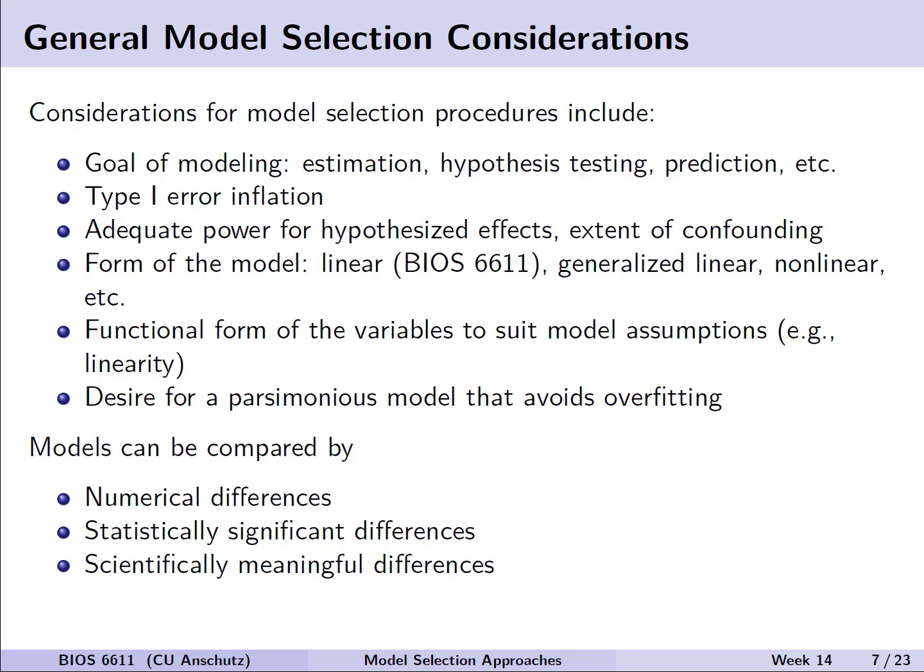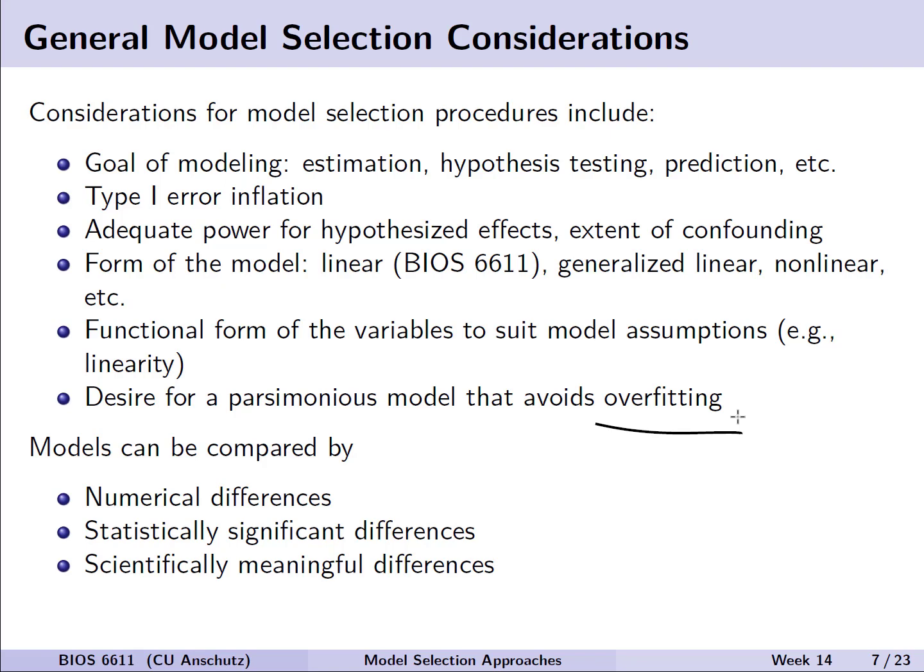One other overarching consideration is our desire for a parsimonious model that again tries to avoid that issue of overfitting. We don't want to fit a model that perfectly predicts or describes our dataset because it's unlikely to be generalizable to the future and probably contains too much information.